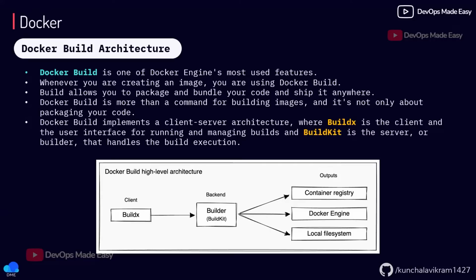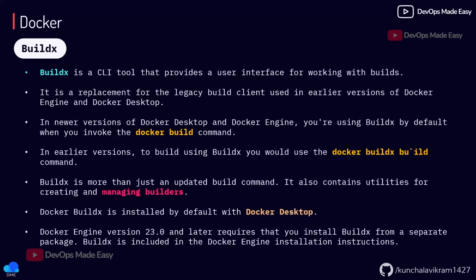Both of these are already included in the latest versions of Docker Desktop and Docker Engine, so you don't have to separately install Buildx and the builder or BuildKit. BuildKit is software that manages the builds for you. It is also known as a builder. The terms can be confusing, but by the end of this session, you'll understand. Buildx is the client and BuildKit is the daemon.